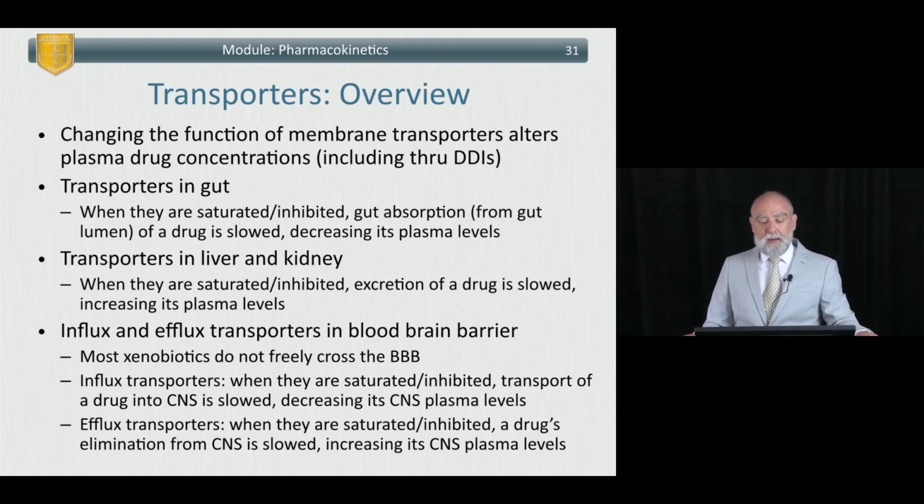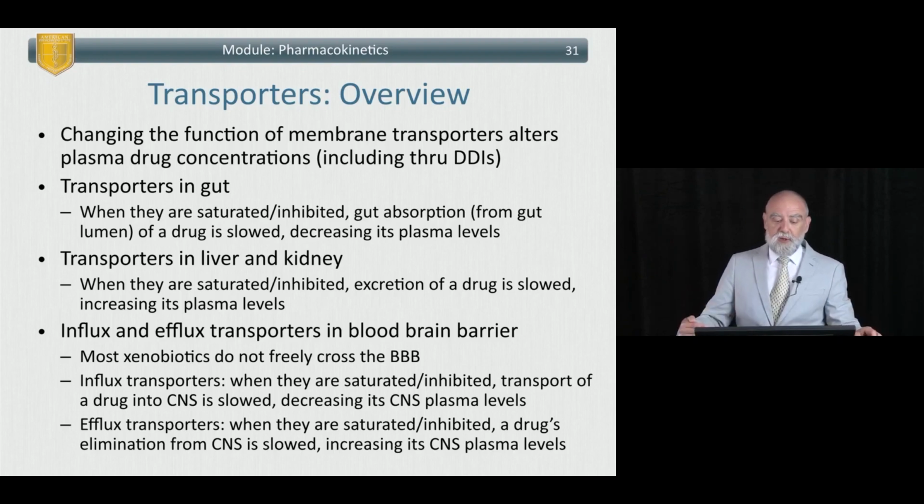Transporters. Changing the function of a membrane transporter alters plasma concentrations, including through drug-drug interactions. So this is a very rich area of study. It's very complicated. There are a lot of different transporters in many different organs. So just very quickly, really just at the very surface level.